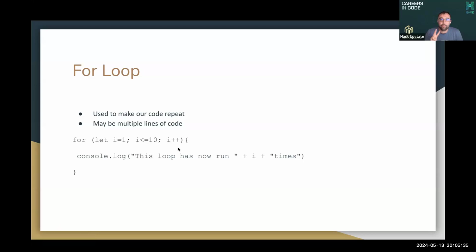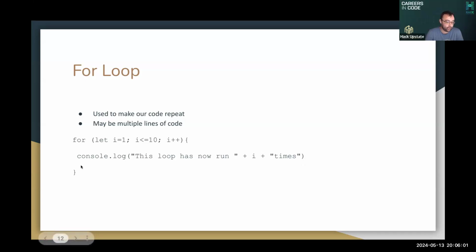Once we get those 3 parts done, it is going to say, what would you like me to do? So the first time this loop runs, it goes, I is now 1. Is 1 less than or equal to 10? It is, so it skips over this for now, and it does this part. So it's going to log out, this loop has now run 1, because 1 is I, times.